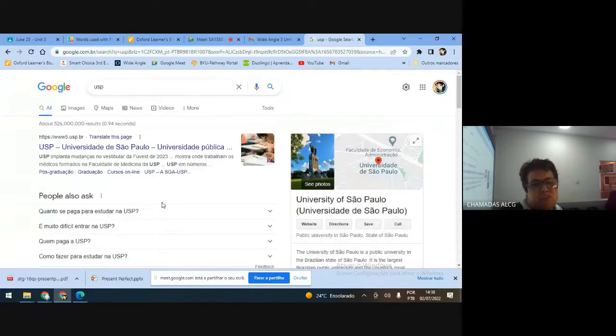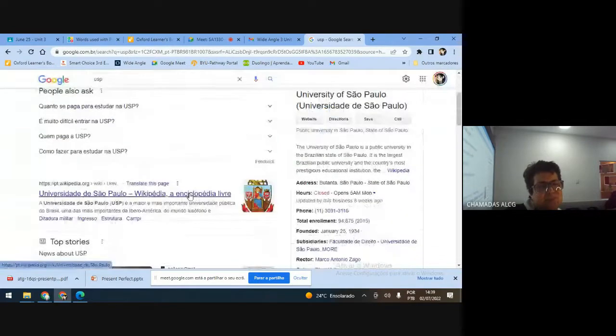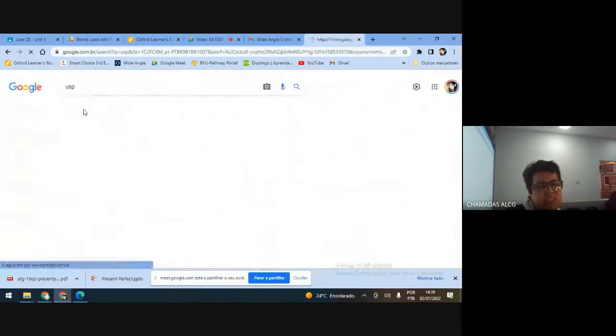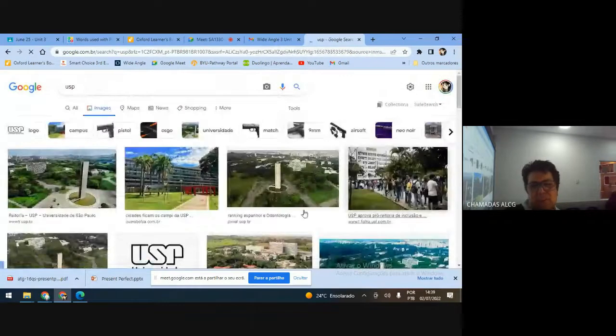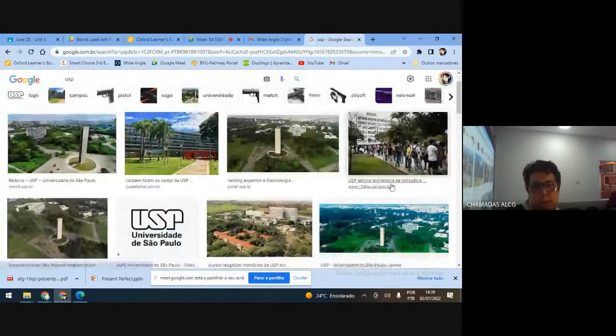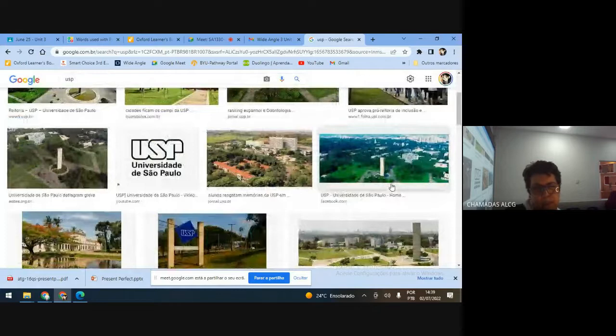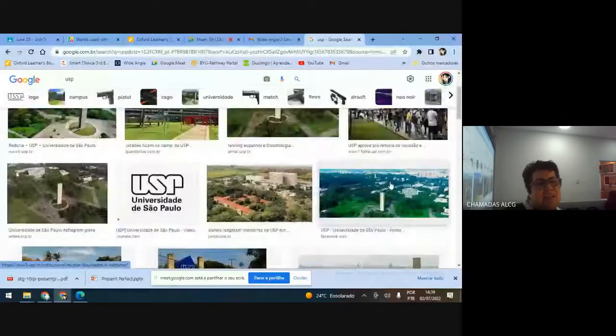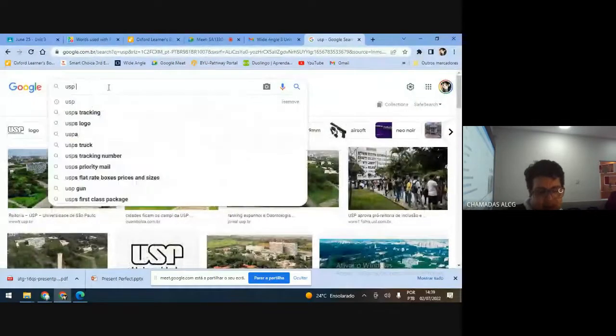Public University of São Paulo. There you go. So beautiful. It's nice. It is really nice. Let me show you some images. Look, there you go. There's a place. And the department I studied at was Fefelete.